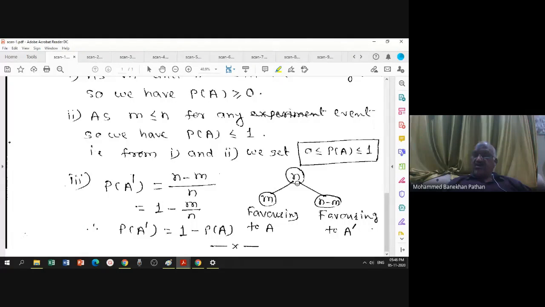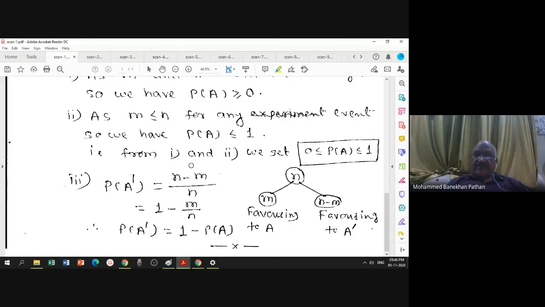Experiment has total outcome n. Out of n, m are favorable to A. So naturally, the remaining, n minus m, are favorable to the complement of A. So if I ask the probability of A complement by the classical approach, it is the ratio of this number with this. And that is why I wrote P of A dash equals n minus m divided by n.